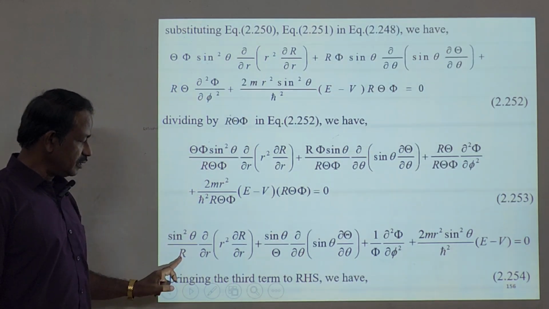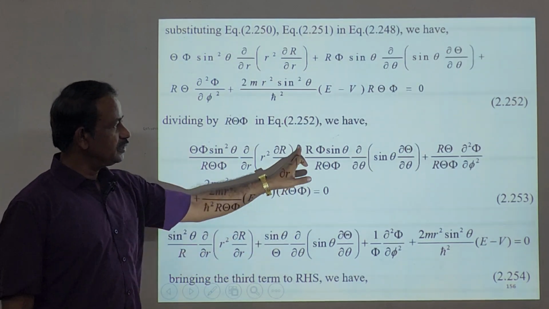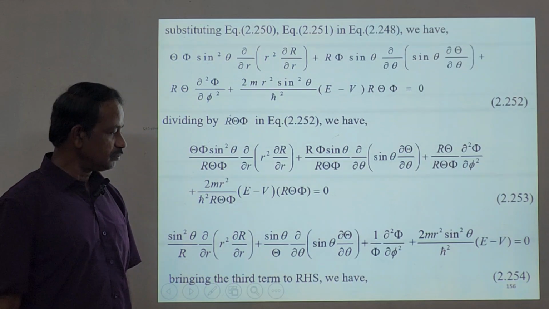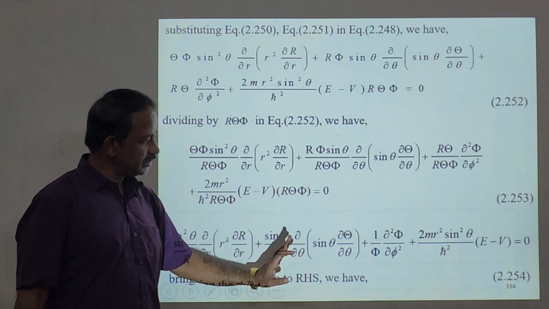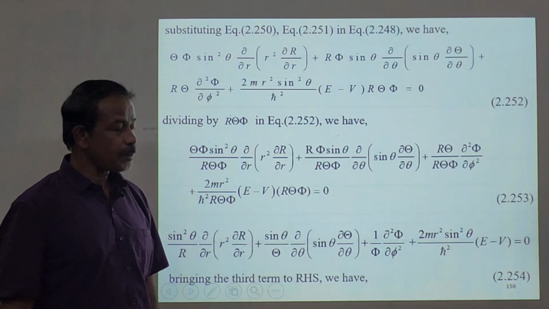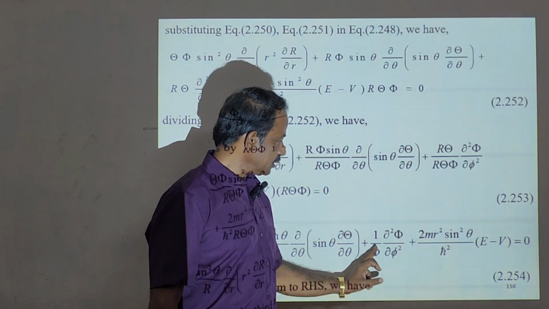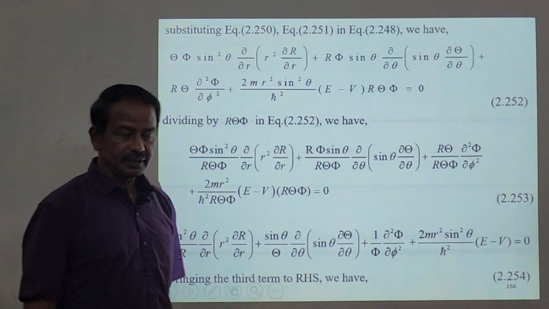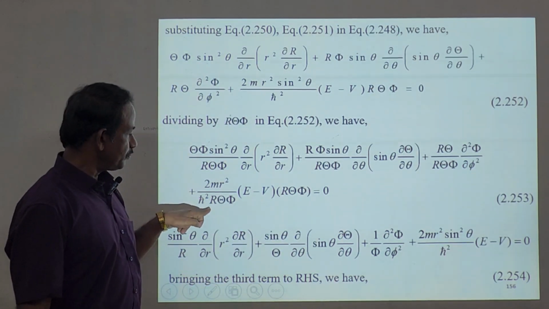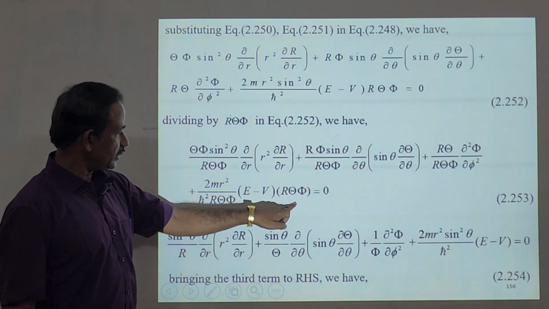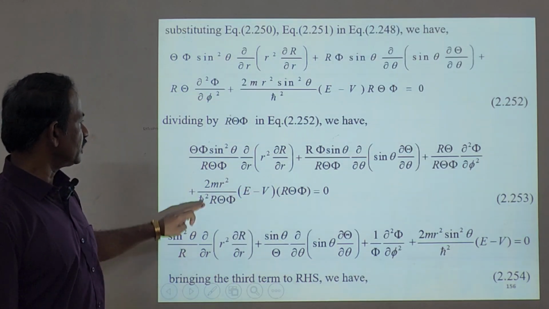So sin²θ/R d/dr (r² dR/dr), plus this R Φ will get cancelled. You have sinθ/Θ, correct? sinθ/Θ d/dθ, rest of the terms. Then the next one, R and Θ will cancel. You have 1/Φ, correct? 1/Φ d²Φ/dφ². And the last term will be 2m r² sin²θ, correct? 2m r² sin²θ divided by ħ².